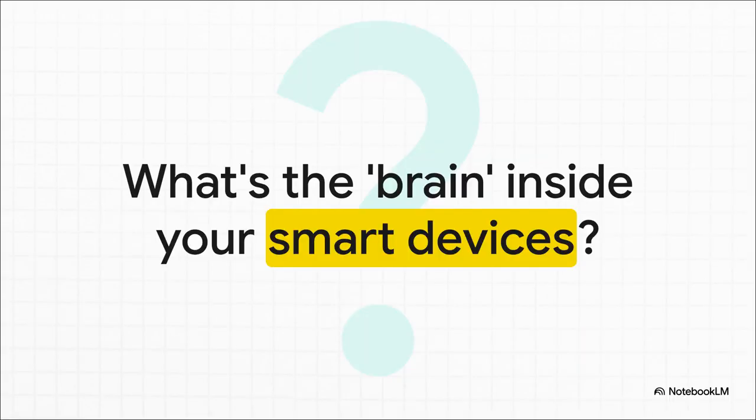So have you ever stopped to think about what's really happening inside your smartwatch, or your smart coffee maker, or even the complex systems in your car? What's the spark of intelligence that takes a chunk of plastic and metal and turns it into something useful? Well, it all comes down to something called firmware.